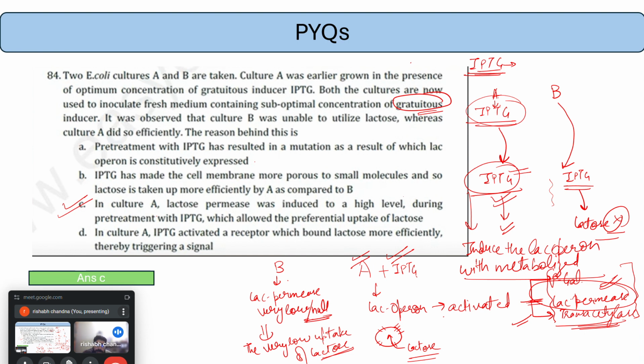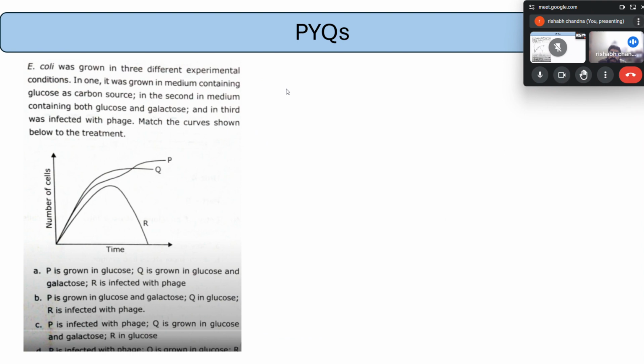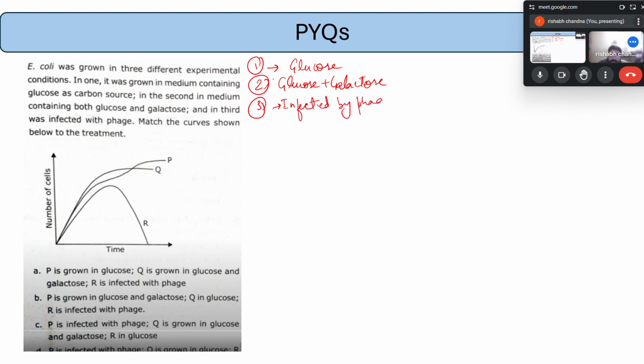Okay, now moving on to the next question. E. coli was grown in three different experimental conditions. In the first case, the growth medium contained glucose as carbon source. So E. coli was grown in glucose. In the second case, there was glucose and galactose, and in the third case, it was infected by a phage. Now match the curve shown below with the treatment.